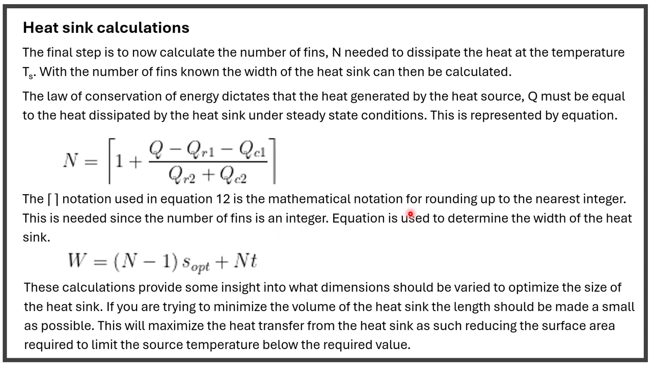So we consider this, let's say 3.4. If it comes to 3.4, then we need four pins. Then we have another formula to calculate the width of the heat sink. With this formula, we can calculate the width of the heat sink, because the width depends on the number of pins. So if the number of pins is more, then we need more width. If it is less, then we need less width. So these are the simple calculations.